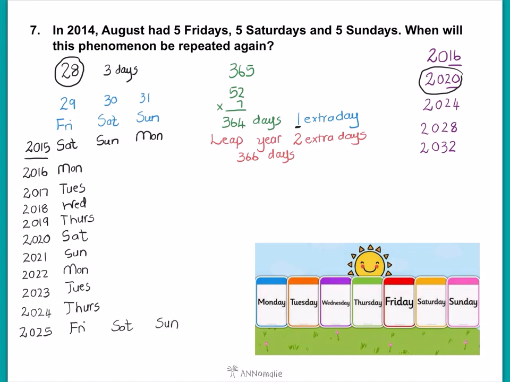Once again, because of the fact that we've got 28 other days where there will be 4 days of each weekday, in 2025 we'll have 5 Fridays, 5 Saturdays and 5 Sundays. So the answer to this question is 2025.